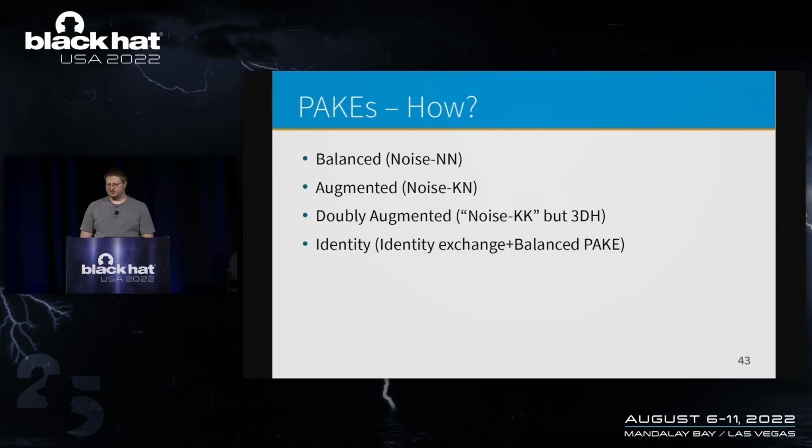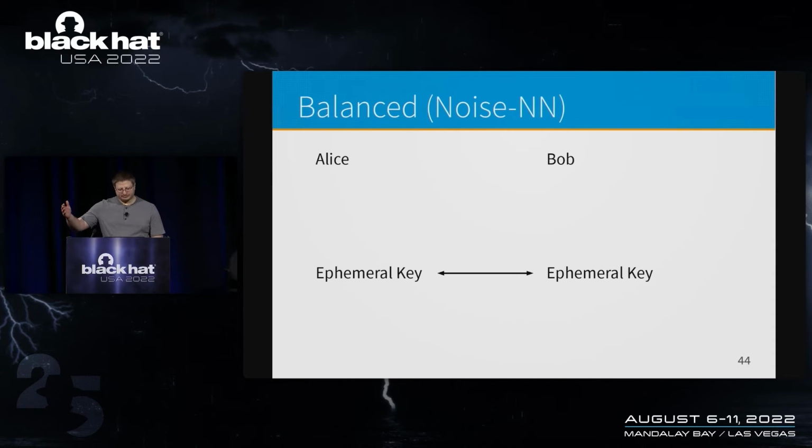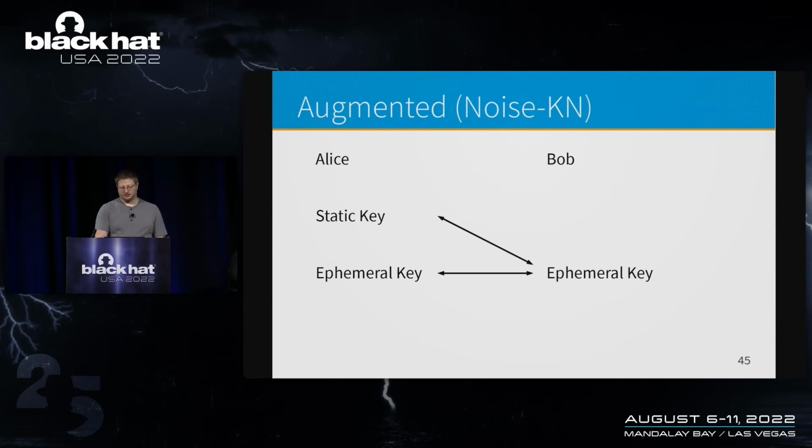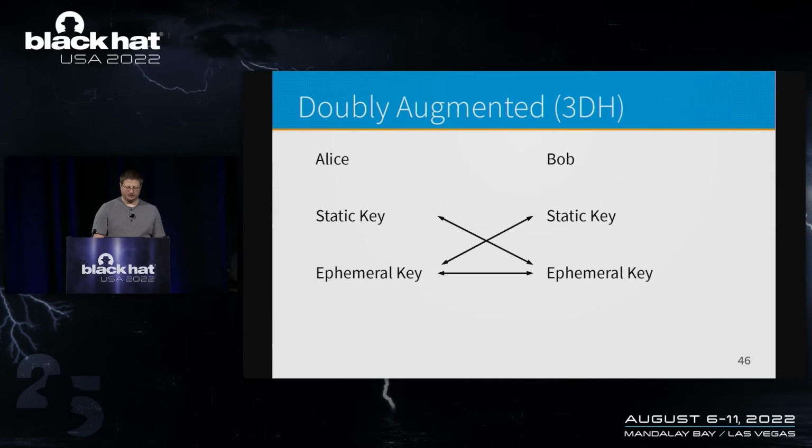So how do these PAKEs work? Basically, it's like different types of key exchanges. N means no static key. K means the other party knows what your static key is. The first letter is the initiator, and the second is the receiver. So, balanced. All the arrows on these slides are Diffie-Hellman: ephemeral key to ephemeral key for balanced, static key to ephemeral for Noise KN, doubly augmented.